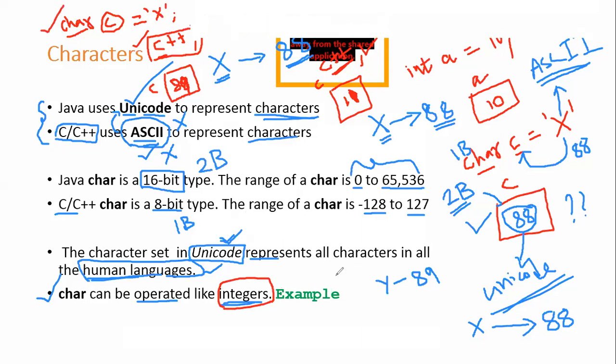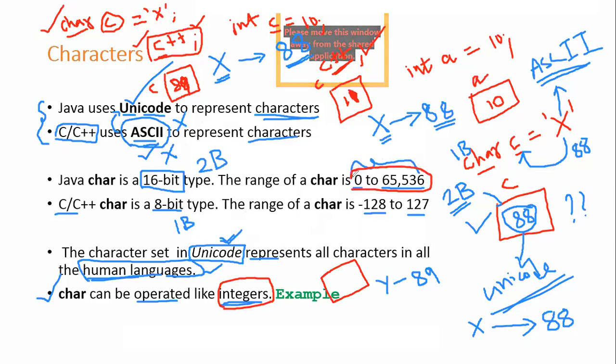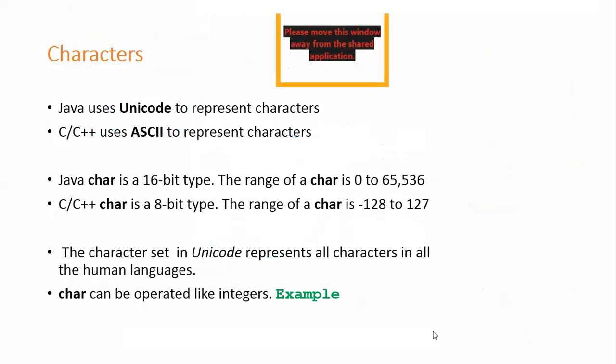Why? Because internally, a character is stored as a Unicode value. All these Unicode values are integer values, and therefore you can perform all arithmetic operations on characters. I hope you understood this. In case you have any questions, you can ask. Let me clear my drawings and go to the next slide.